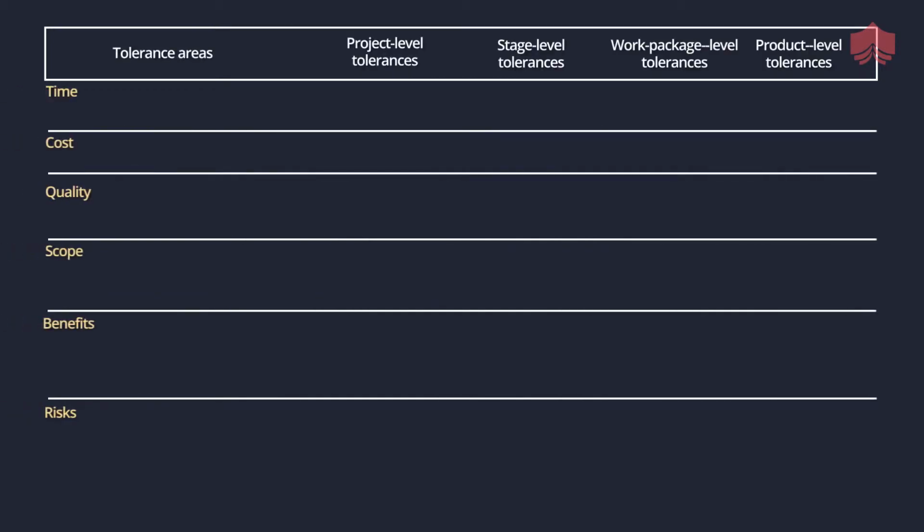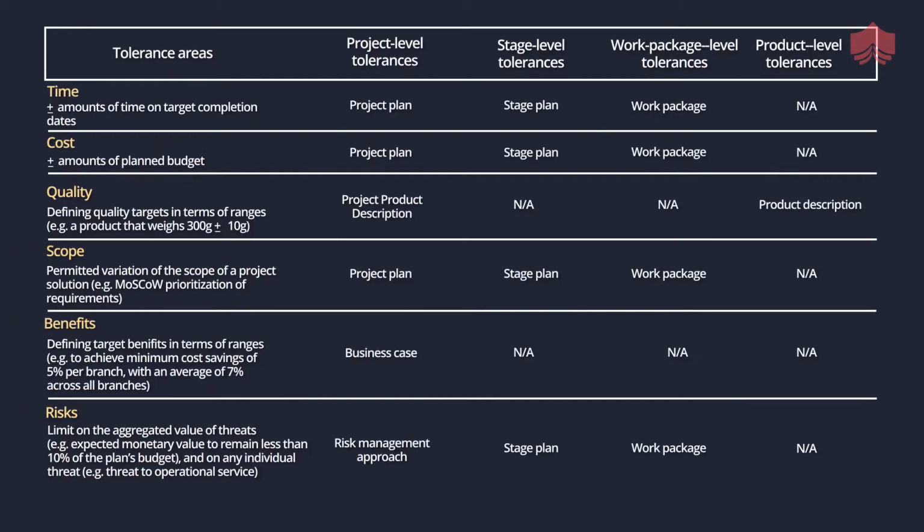The tolerances are set for the 6 aspects of project performance, that is time, cost, quality, scope, risk and benefits. Referring to the aspect time, the tolerances are set by amounts of time to target completion dates, and tolerances are set at project level, stage level and work package level. For the cost aspect, it amounts to planned budget, and tolerances are set at project level, stage level and work package level.